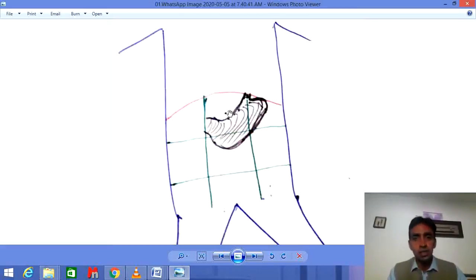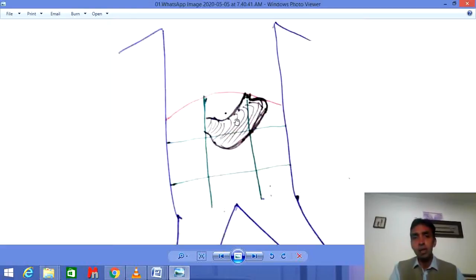We will focus on these 3 compartments: the left hypochondriac region, epigastric region, and umbilical region. If someone asks you where the stomach is located, you will tell simply that the stomach is located in the abdominal cavity. The abdominal cavity always exists below the diaphragm.